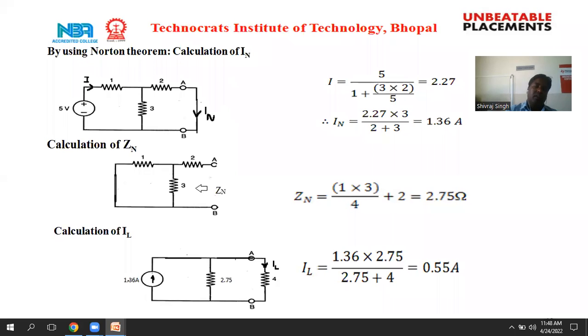Here we connect the load terminal in the Norton equivalent circuit. So here the current 1.36 ampere and 2.75 ohm are in parallel combination. Across this we connect the 4 ohm resistor and then calculate the load current. According to the current division rule, the load current is the total source current I equal to 1.36, into resistance 2.75 upon 2.75 plus 4, that is 0.55. This is the same as the Thevenin's theorem result. Okay, thank you, class.